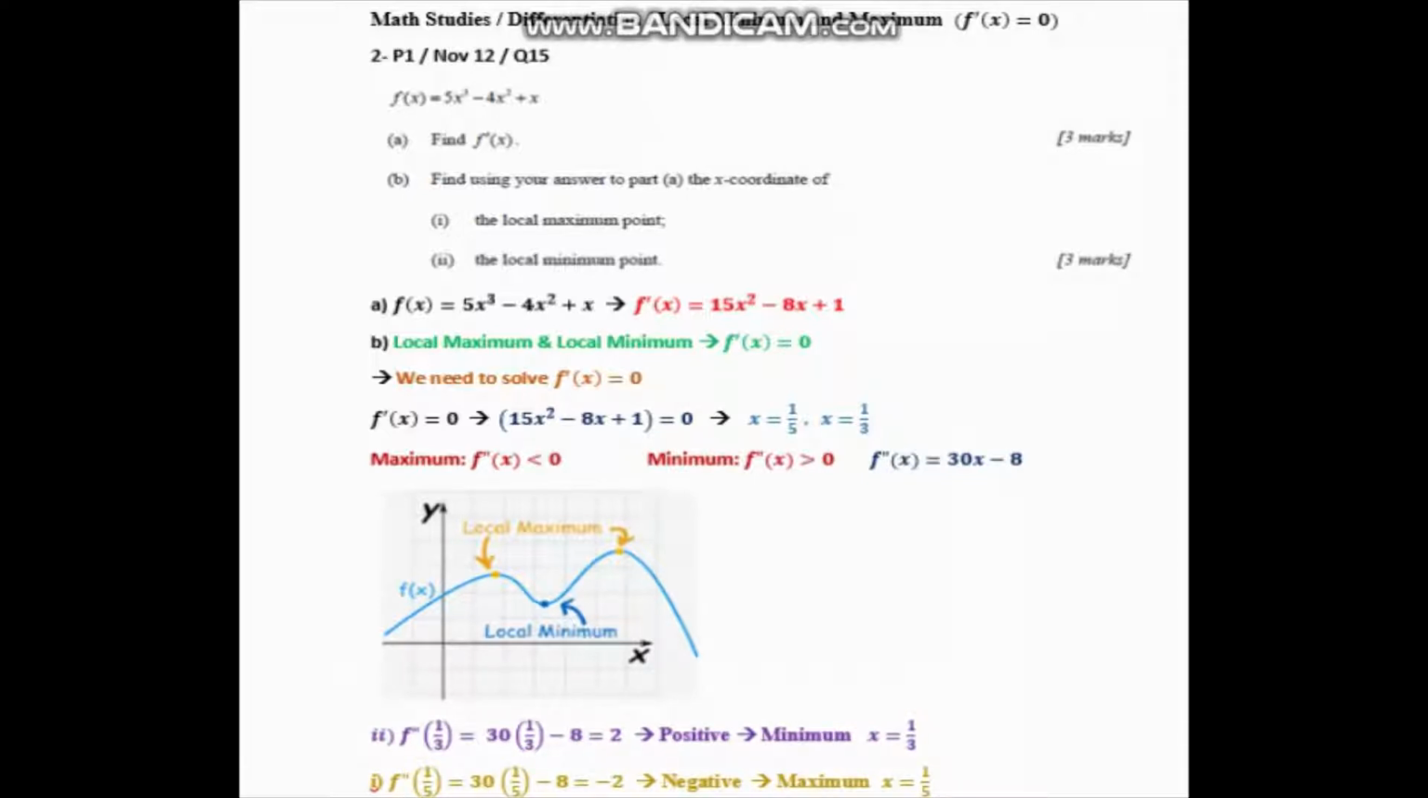So we conclude that the golden expression right there is actually the answer to B(i). The x-coordinate of the local maximum point is x equals 1 over 5, and the x-coordinate of the local minimum point is actually x equals 1 over 3. So this concludes our video. Take a minute to copy this down if you will, and I shall begin the next question shortly.